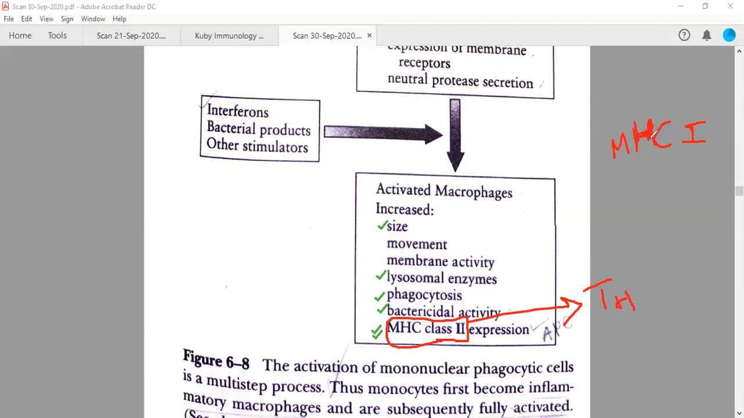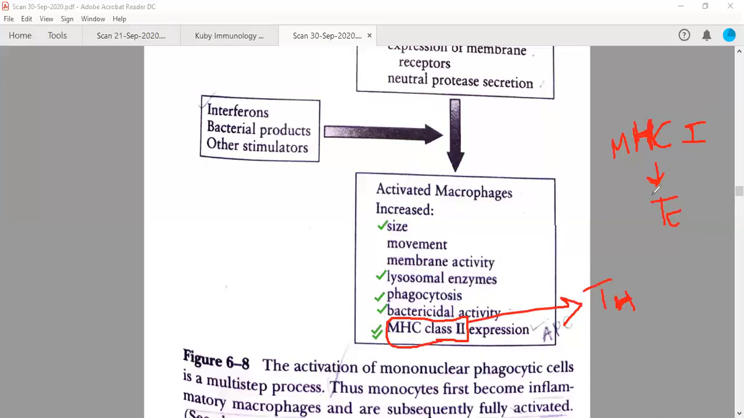So MHC class 1 molecules will activate T cytotoxic cells, which are the second type of major T cells. By the process of antigen presentation, they will present antigen with the help of class 2 molecules to the T helper cells. Generally macrophages do this, but some other cells can also present antigen with the help of MHC class 1 molecules to the T cytotoxic cells.